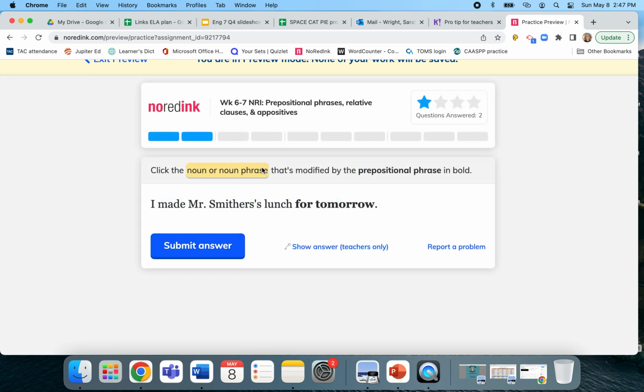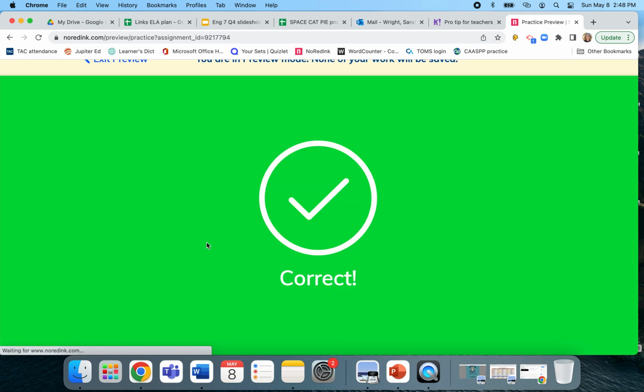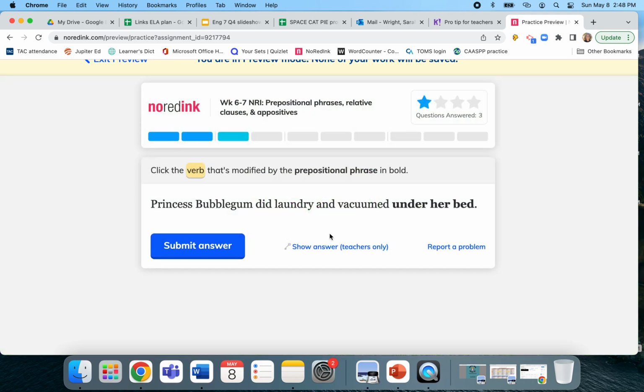Click the noun phrase that's modified by the prepositional phrase. I made Mr. Smithers lunch for tomorrow. So the question is like this, for in this case is like a when, because it's for tomorrow. So am I for tomorrow, or is the lunch for tomorrow? The lunch is for tomorrow. So that's how I know that's the right answer. All right, so it's a little bit of common sense.